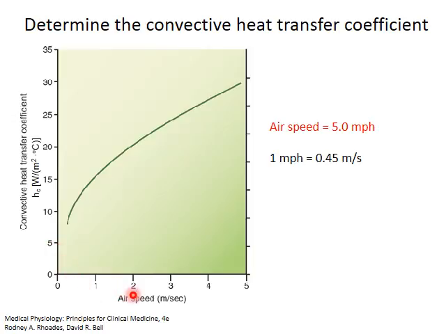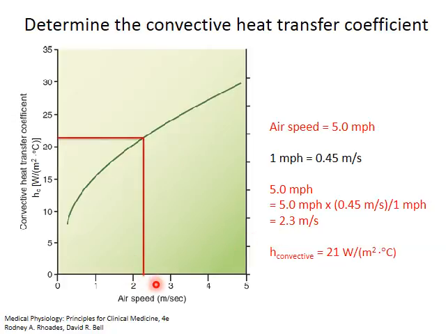On the x-axis is airspeed in meters per second, and on the y-axis is convective heat transfer coefficient in units of watts per meter squared per degree Celsius. As you can see, as airspeed increases, the convective heat transfer coefficient also increases almost linearly. We know that the airspeed is 5 miles per hour, and so we need to convert that into units of meters per second. We can use this conversion factor to determine that 5 miles per hour is equal to 2.3 meters per second.